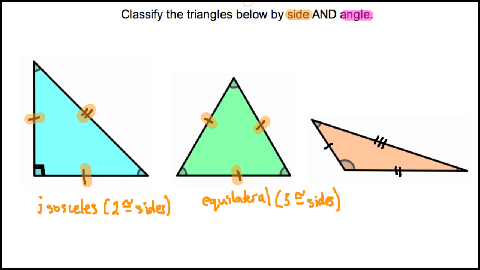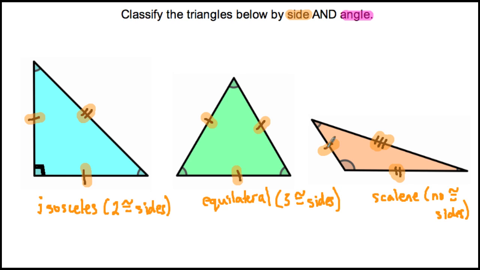The orange triangle, you'll notice, has one side with one marking, one side with two markings, and one side with three markings. So all three sides are different, so that's what we call a scalene triangle, which means that there are no congruent sides. Okay, no sides are equal. So those are the three choices for classifying a triangle by side, but as you saw, we can also classify them by angles.